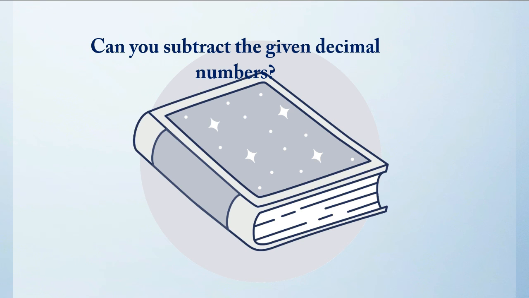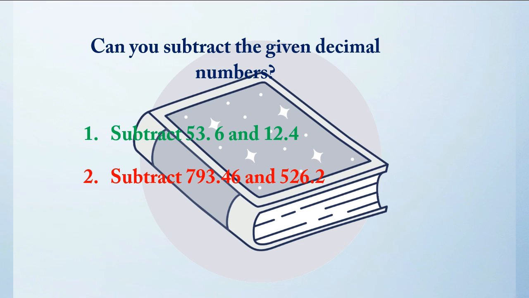Now it's the practice time. Can you subtract the given decimal numbers? Number 1, you have to subtract 53.6 and 12.4. Number 2, you have to subtract 793.46 and 526.2.